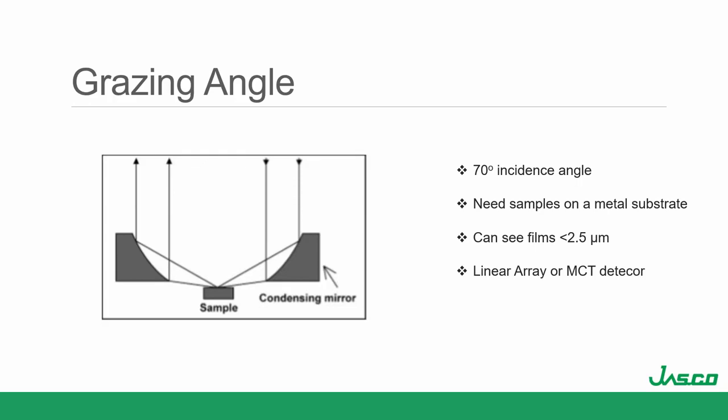You have a gold plate, and you can put the polymer on the plate and then see. This also gives you very, very weak signal, so you need a linear array or an MCT detector.